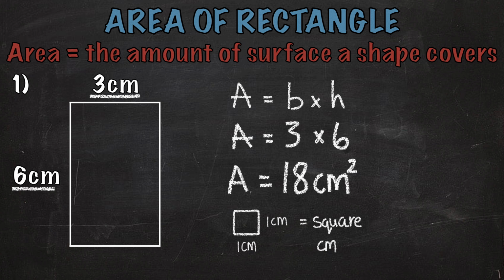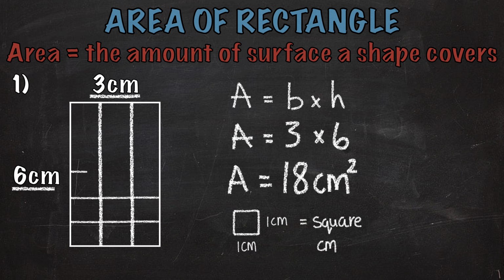I'm going to split the rectangle so that I have 3 columns and 6 rows. So 1 and 2, which will give me 3 columns, and 1, 2, 3, 4 and 5, which will give me 6 rows. Now that we have our squares, we can see that one square represents 1 centimeter by 1 centimeter. So when we count these squares, we should have 18.